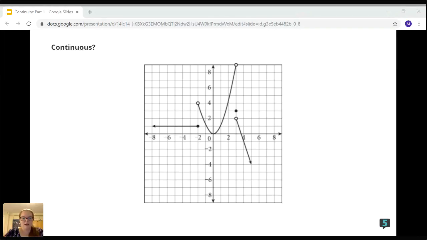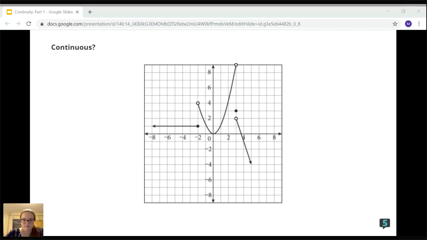All right, looking at our next graph. What do you think about the graph at x equals -2? At that specific point, is this function continuous? Okay, so I see we're thinking about the closed circle. Okay, so the first question I have for you, since we have to prove this using calculus, is does f of -2 exist?